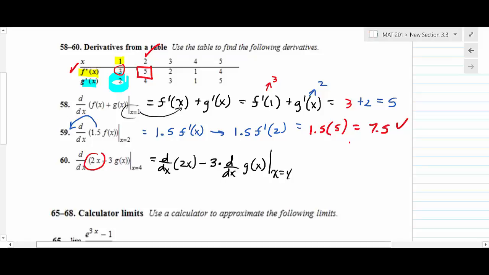Now you can do a lot of this stuff in your head. It's kind of like the limit laws that we learn. So it kind of goes like this. Okay, what's the derivative of 2x? 2. Now see, I'm telling you to do the derivative of 2x.